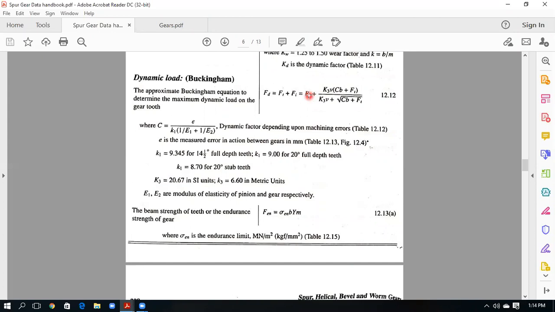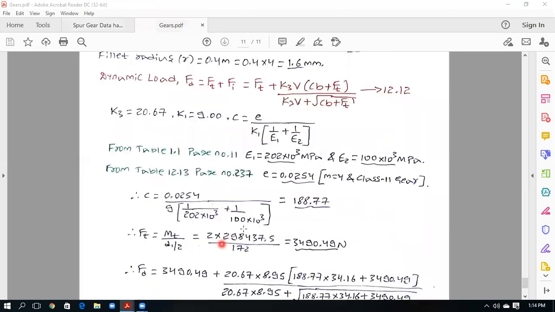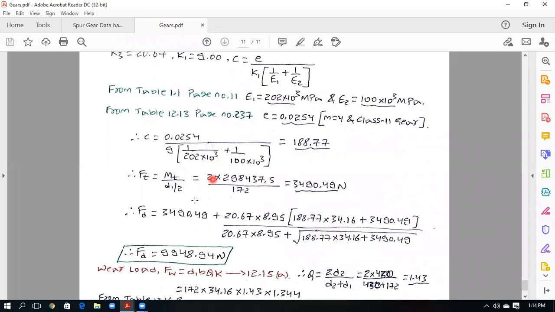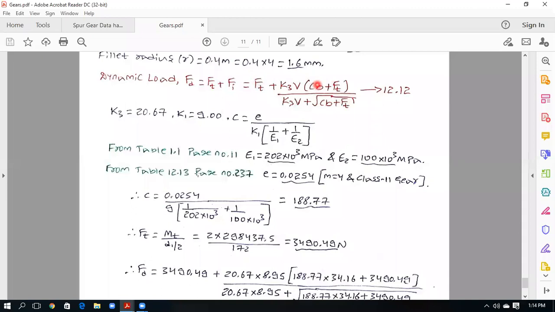After that, Ft is nothing but the force acting, related to the torque. Torque is nothing but force multiplied by radius. From that, I have written this: torque is equal to force multiplied by radius. Radius is nothing but d by 2. From that, you are going to get the value of Ft. You substitute that here. And this you will get from the C value as well as E1, E2.